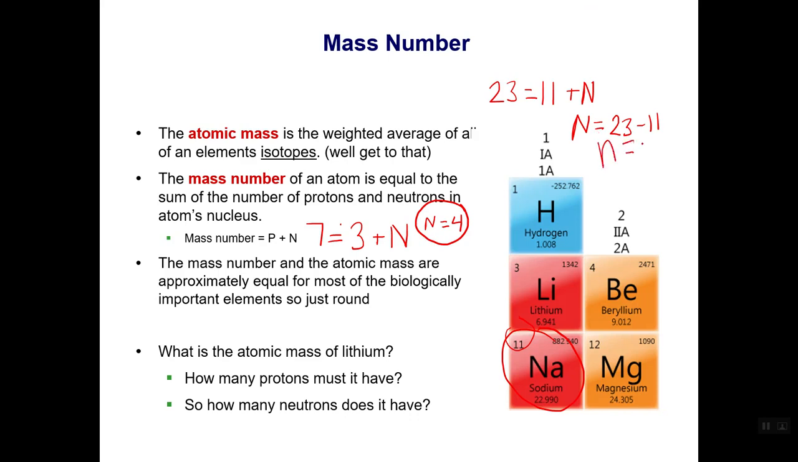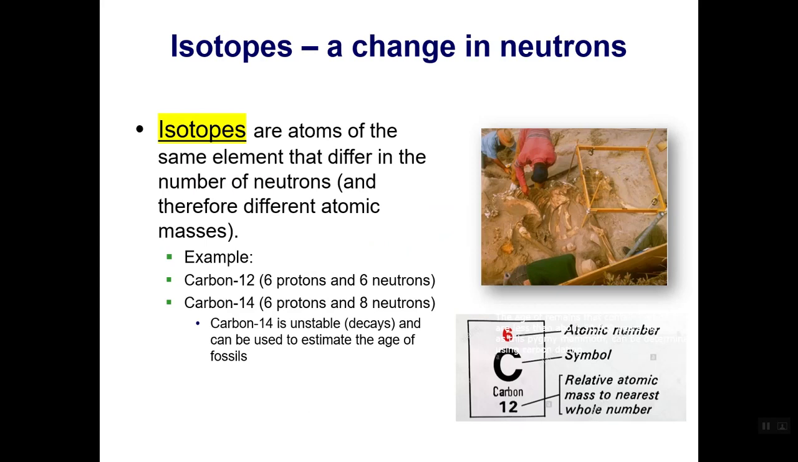But again, you do the math and you would get 12. The neutron number, or the number of neutrons, is equal to 12. Okay, now, we mentioned isotopes. What is an isotope? An isotope is 2 atoms that are the same element and they just differ in the number of neutrons.